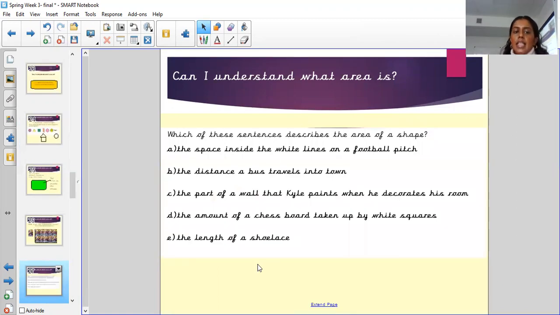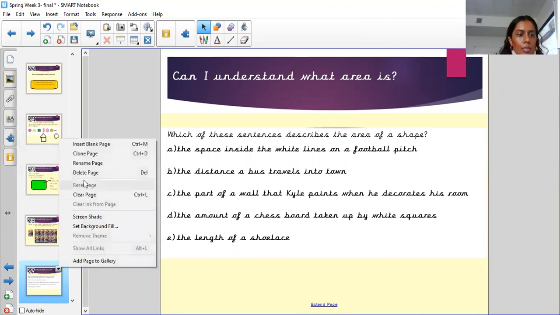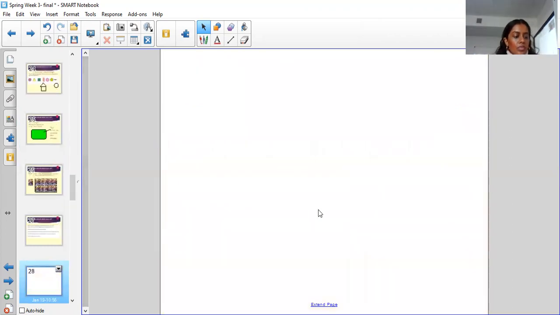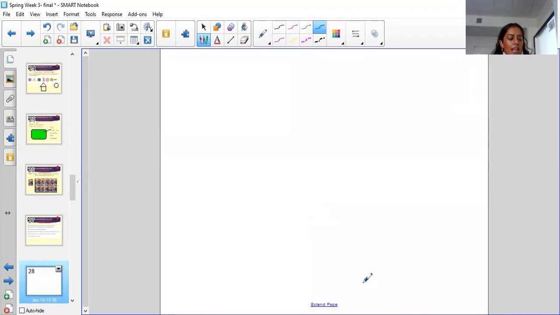So it says here, which of these sentences describes the area of a shape? So there are a few sentences to have a look at. So the space inside the white lines on a football pitch. So let's go on to a new page. And I'm going to stand up and go to the board as I am in school today and show you. I'm going to draw a football pitch, which you will now see appear on the screen.